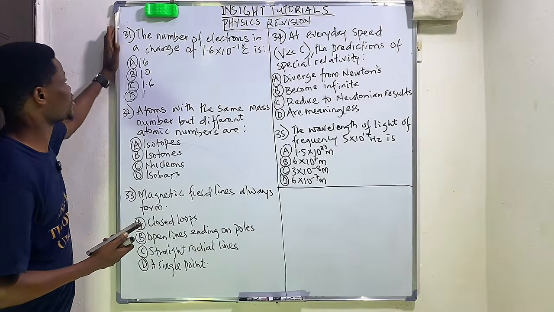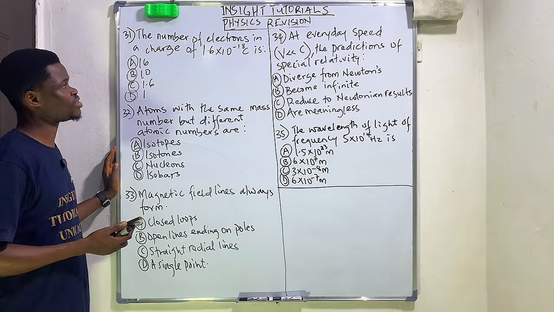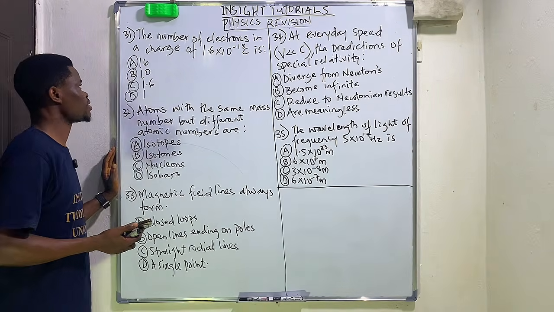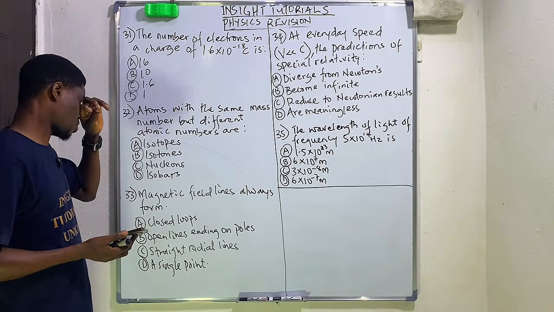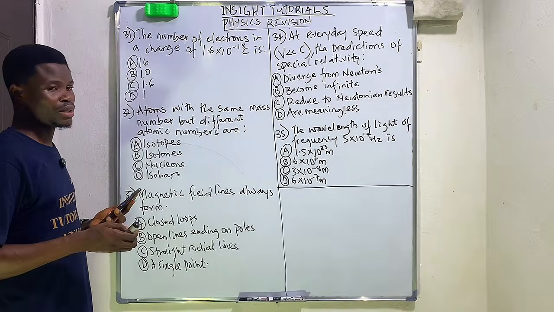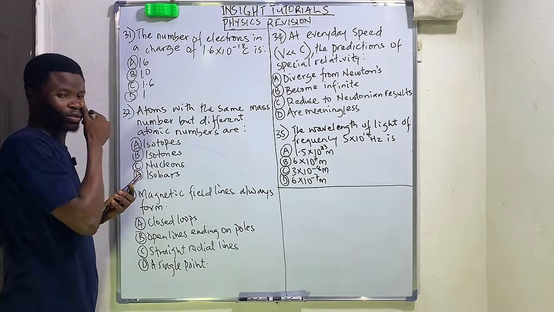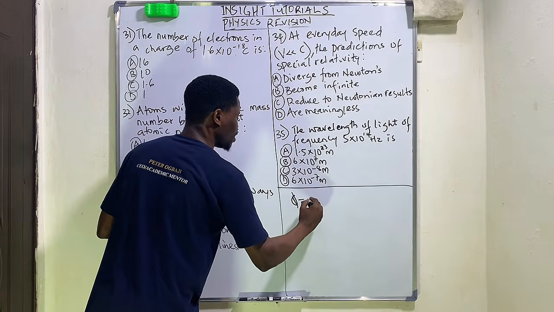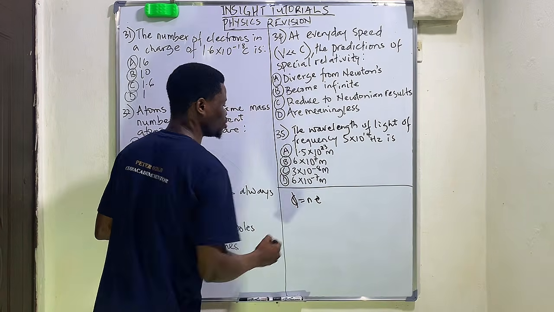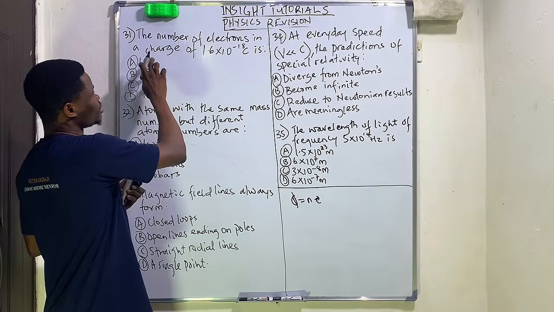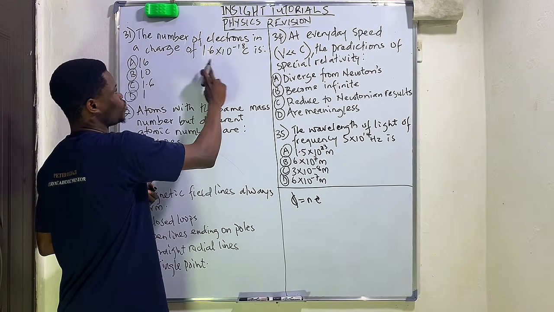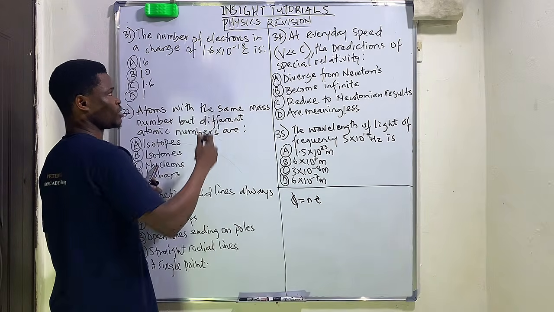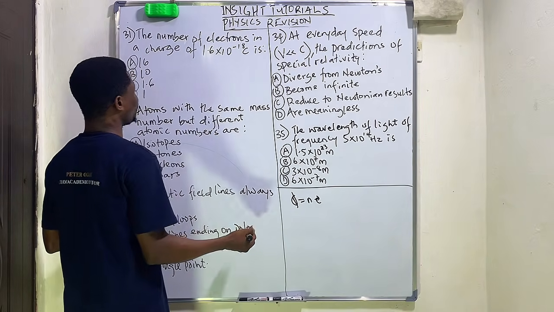All right, question 31 says the number of electrons in a charge of 1.6 times 10 to the power of minus 18 coulomb is. A says 16, B says 10, C says 1.6, and D says 1. So we're going to calculate this number of electrons. Remember that the charge is given as an integer times the elementary charge. Now we're given that our charge Q is 1.6 times 10 to the power of minus 18. We are asked to find what?